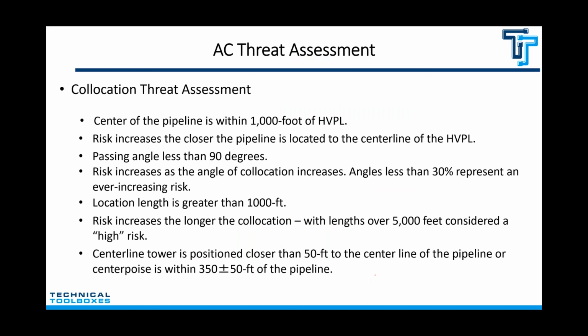Again, here's just some things to recap what we said. Anytime the pipeline is within 1,000 feet of a power line, make sure you model that. You want to analyze that. The closer the pipeline gets, the higher the risk. Anytime your angle gets less than 90, you're going to have that. Angles less than 30 are going to get a higher and higher risk. Okay. Anytime you're co-located for more than 1,000 feet or so, you pay attention. Anytime you're more than 5,000 feet, we call that a high risk. All right.